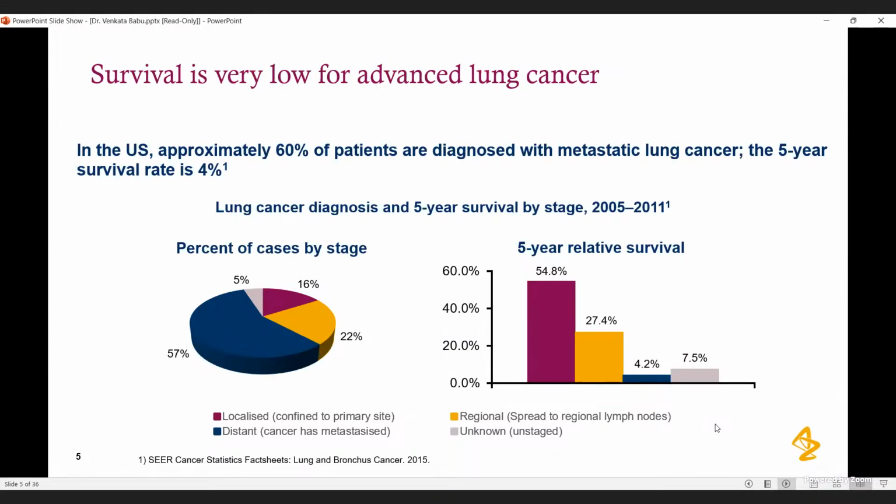And when we see the survival in advanced lung cancer, it was seen from the SEER database that approximately 60% of patients, even in those countries where smoking is relatively common and LDCT is very commonly available for screening, are diagnosed in stage 4 lung cancer. And survival rate is only 4% at 5 years, which is very, very dismal. We can see here in this curve in the graph that the 5-year survival rate in stage 1 is 54%, and it is very, very difficult to find a patient in stage 1 lung cancer. Next slide, please.